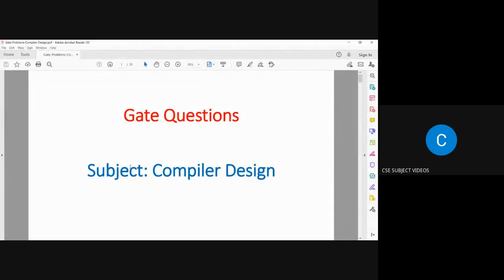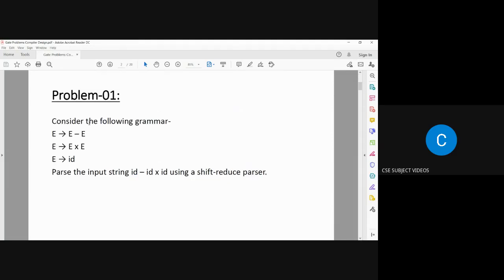Now we are going to discuss comparison GATE exam questions. In comparison, parsing problems we are going to see now. Before going to discuss the parsing problems, we need to know what is parsing or parser.